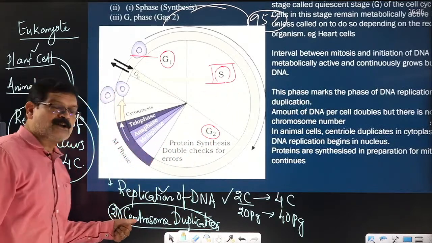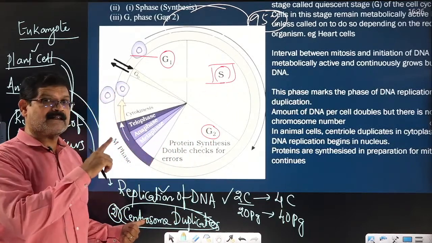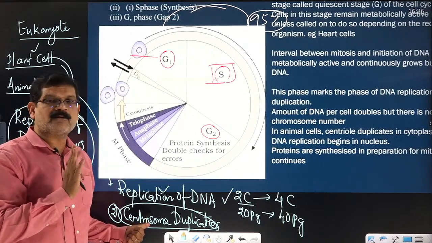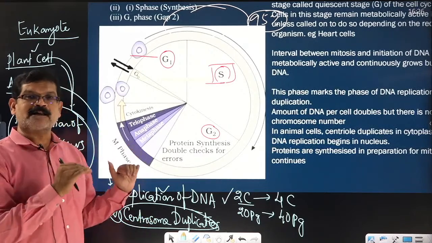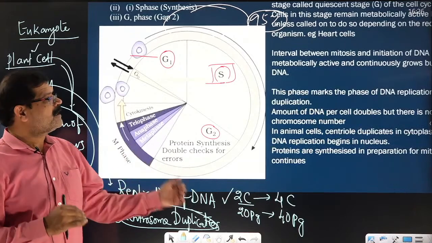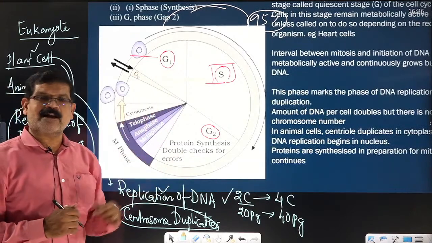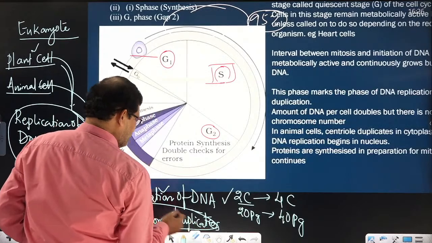And where do you find the centrosome? Only in animal cells, whereas in a plant cell you will not find that. These are the things which happen. Apart from this, what are the points which are given there that we are going to check? I'll erase this.